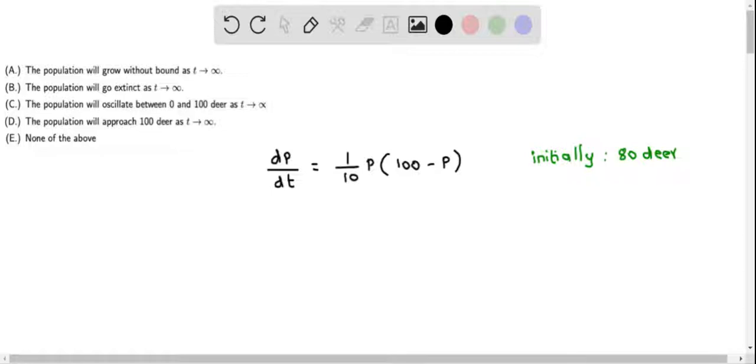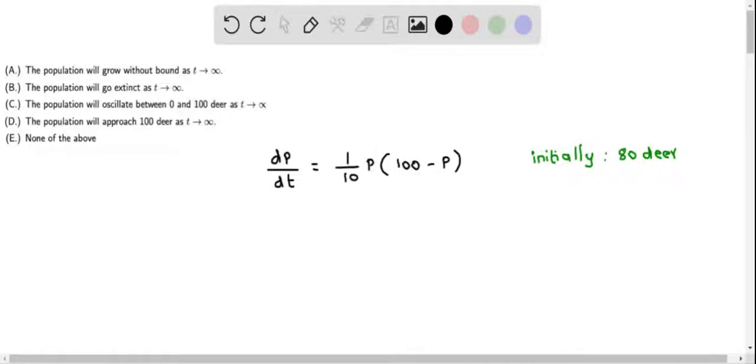For that, we first have to determine P from this differential equation. Here we are going to use the separation of variables method to solve for P first, and then plug in the initial value of P as 80 and solve for the integration constant C. Then we let t approach infinity and determine the value of P as t approaches infinity. So we will do that now.